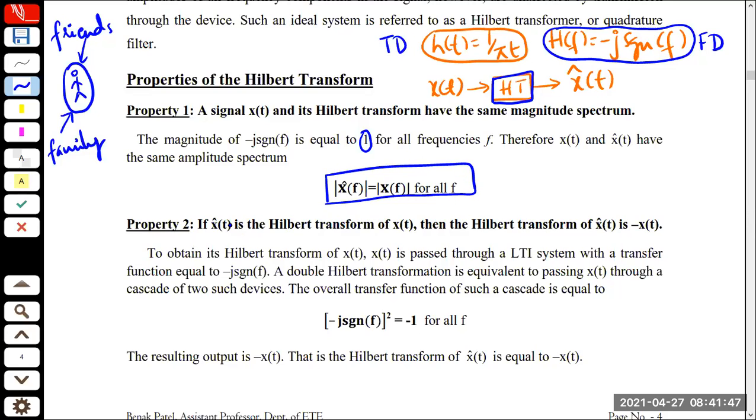And in property number 2, if x cap of t is the Hilbert transform of x of t, then the Hilbert transform of the Hilbert transform is negative x of t. In our previous class, we were somewhere here, into property number 2. So now let's take up this property number 2 and discuss it in detail.